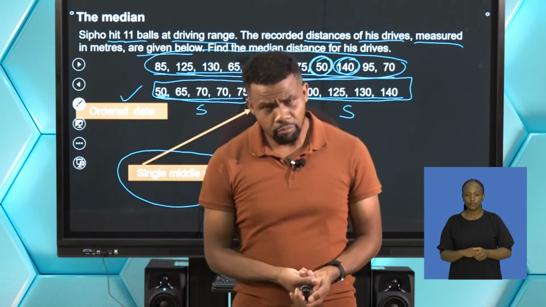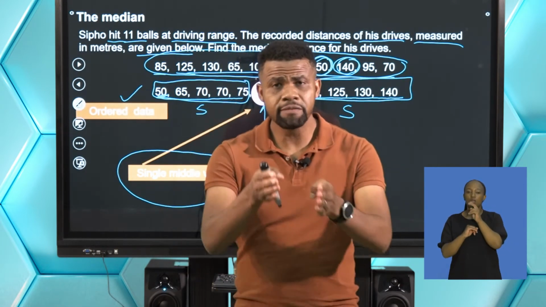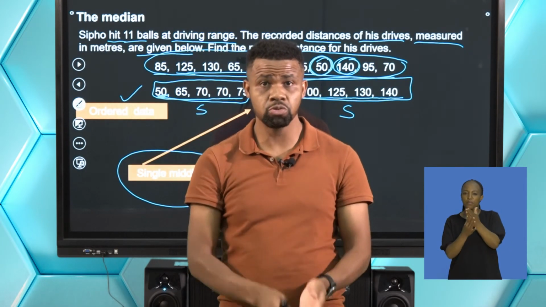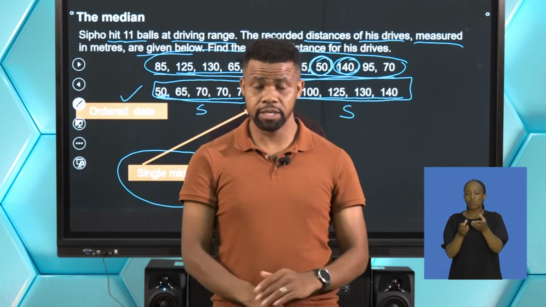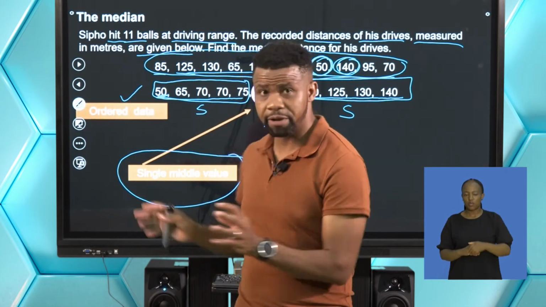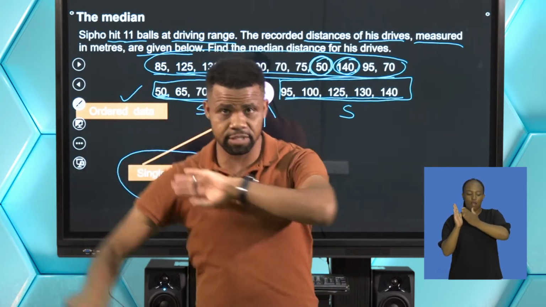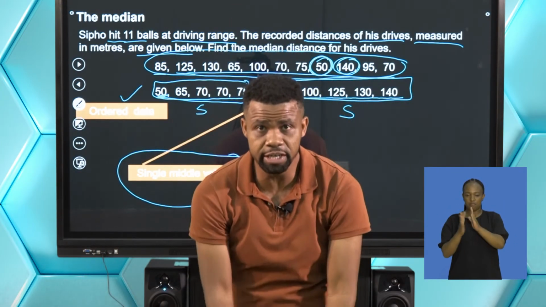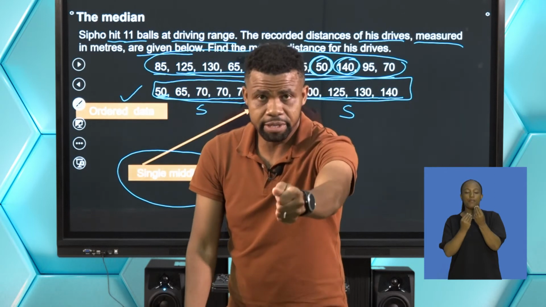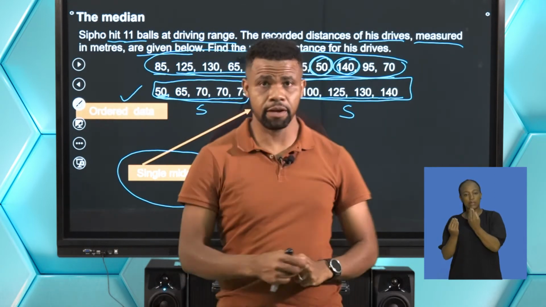Now, what we are going to look at is, what if the middle is between the two numbers? How do we find a median? Because here we have 11 numbers, it's easy because 5 that side, 5 that side. In the middle, we have one number in the middle. We can point it, which is 85.